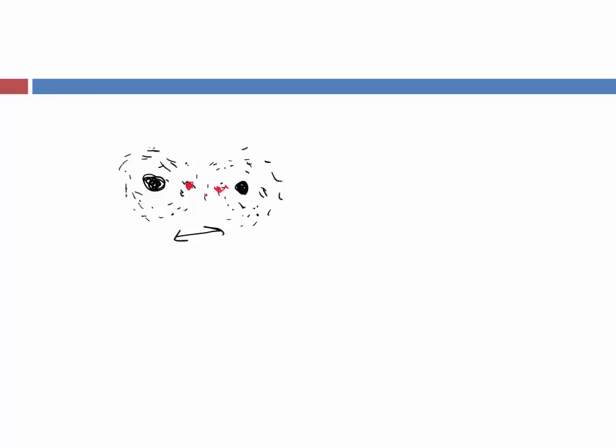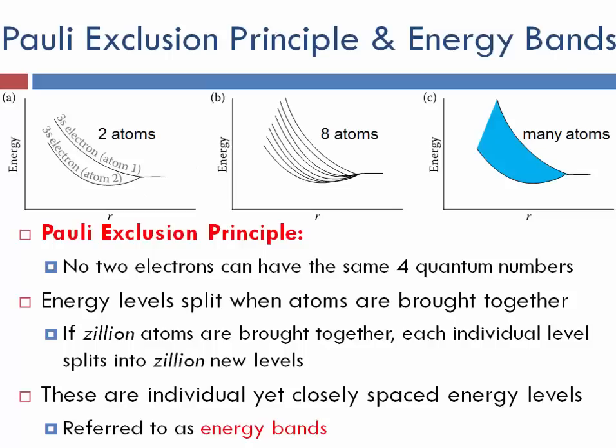So you have these orbitals, or these electrons, that when separated would exist at the same energy levels. But as you bring the atoms closer together, something has to happen, because you can't have 2 electrons with the exact same energy, with the exact same quantum number. So something must happen. So when you bring more and more atoms together, what happens then? Well, let's take a look.